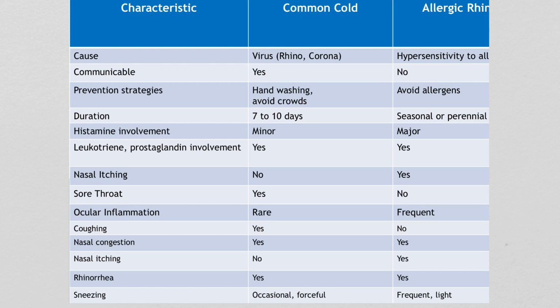The common cold is communicable. What does that mean? It means that we can transfer it from one person to another. Allergic rhinitis is not communicable. We're not going to get it from someone. We're usually born with it. There's usually a genetic predisposition to allergic rhinitis, right?